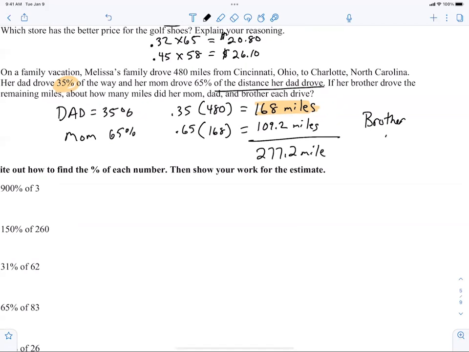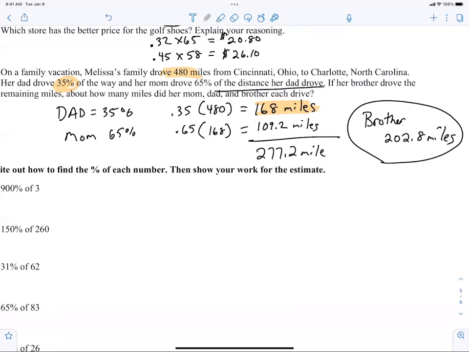202.8 miles. 200 and what? And 2.8. Honestly, if you got that correct, you're in really good shape for the test. Really. All right. If you don't know that, you need to speak up. Tell me, how did you get 202.8? Well, because the total distance was what?